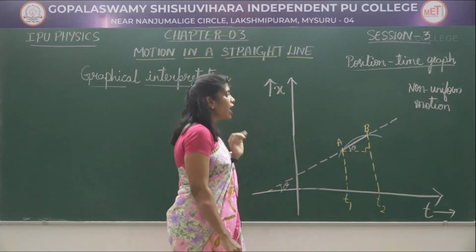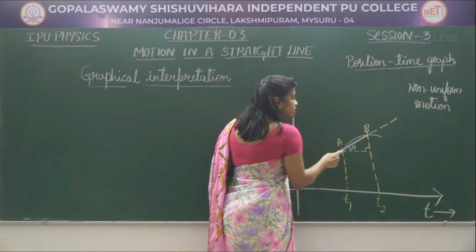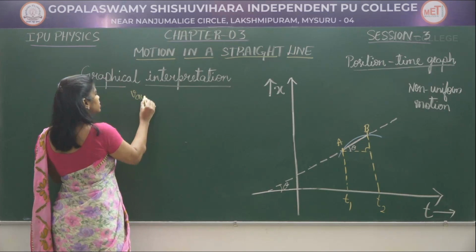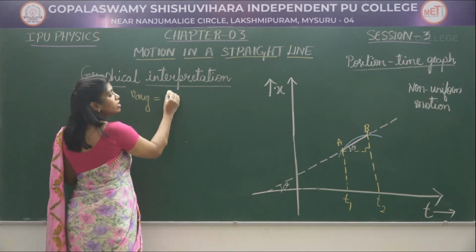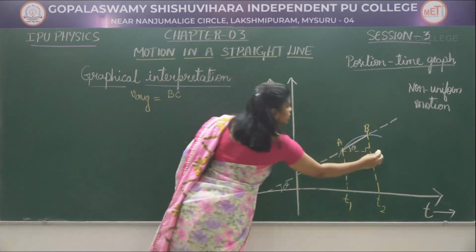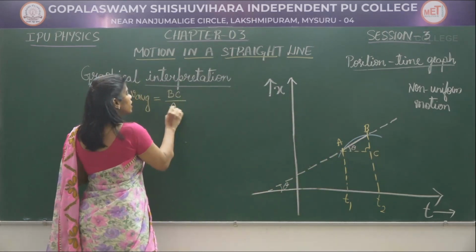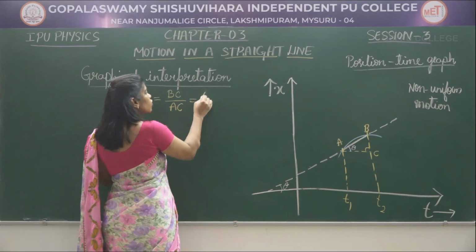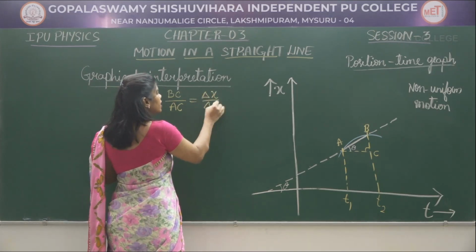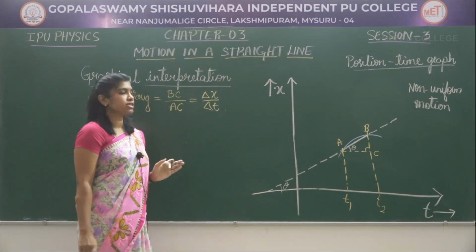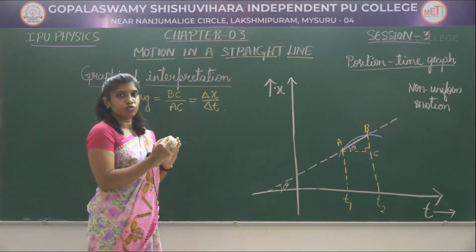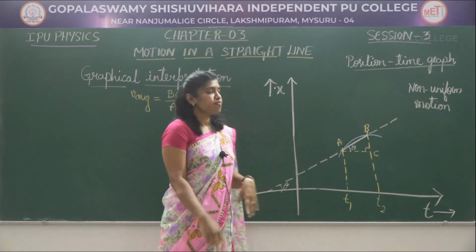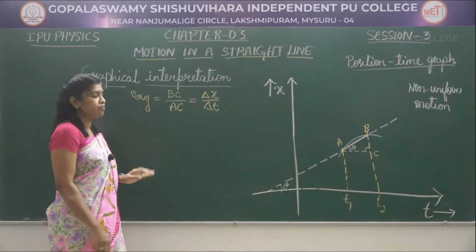They are corresponding angles. So, this forms a right angle triangle and we all know the average velocity is equal to BC by AC, if this is C, the change in the y-axis to the change in the x-axis, and this is equal to delta x by delta t. As in the previous case, we are going to consider the average velocity as the change in position by the change in time, delta x by delta t.